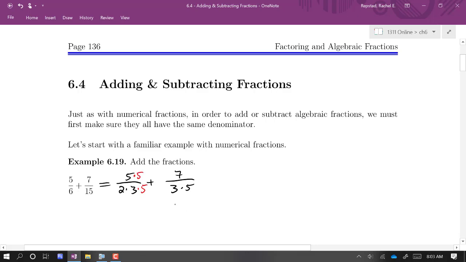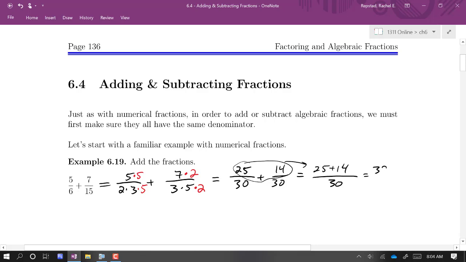Then we turn around and ask the same question for this other fraction. The second fraction is missing a factor of 2, so we're going to give it a factor of 2, which we can do as long as we multiply by 2 on the top as well. So 2 times 3 times 5, that's 30. So 25 over 30 plus 14 over 30. Now we have a common denominator. So if we have a common denominator, we just bring that denominator over. Then we do this operation up top. So that's 39 over 30.